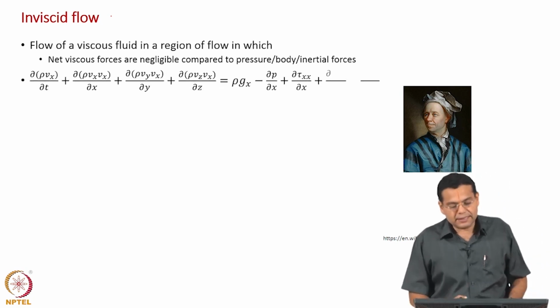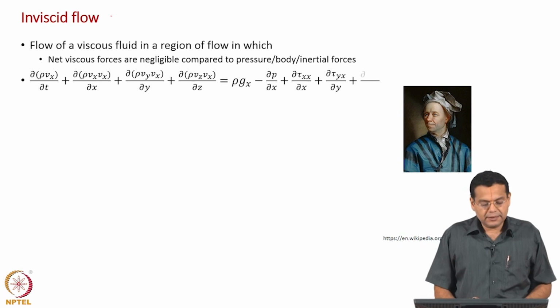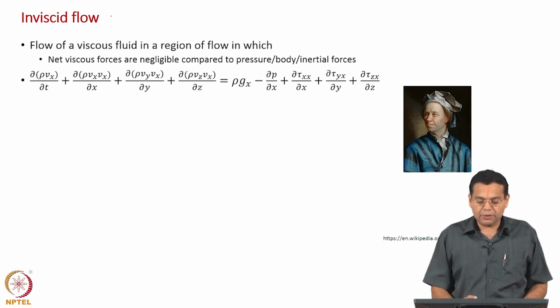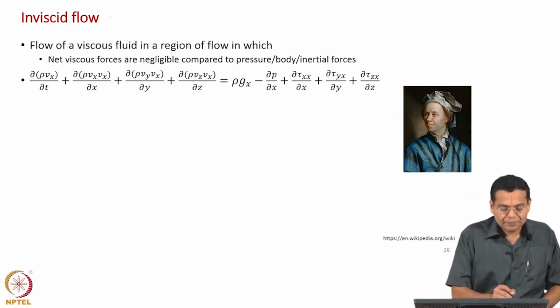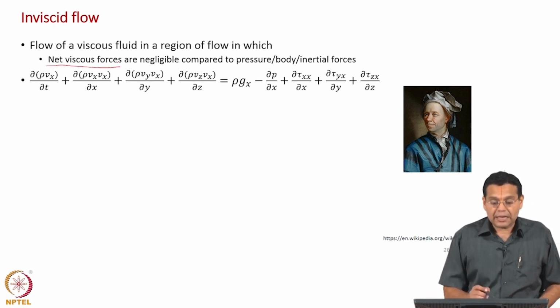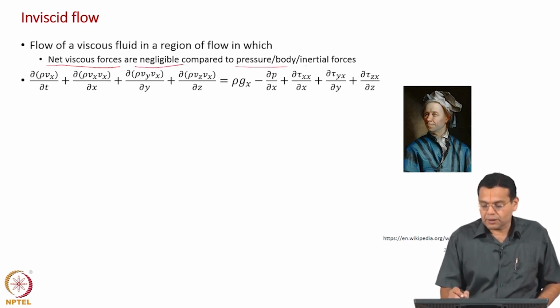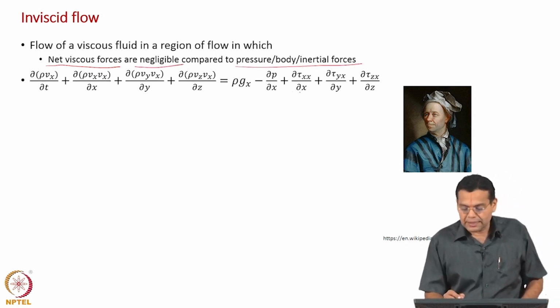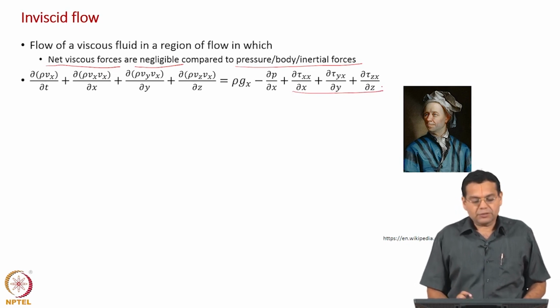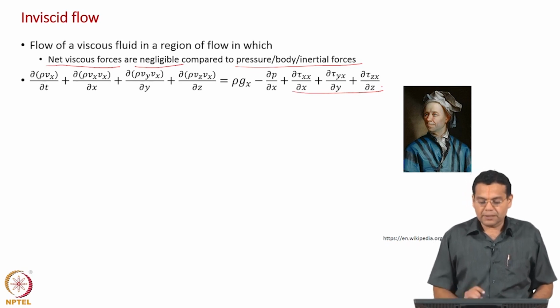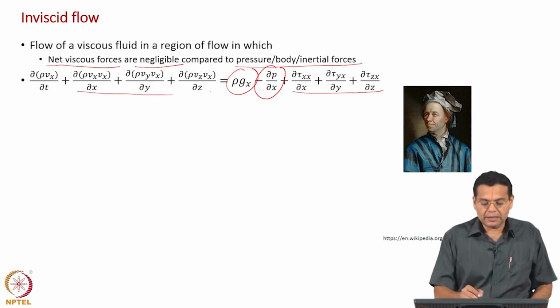Okay. Let us analyze this with the help of the linear momentum balance. On the left hand side we have the transient and convection term, right hand side we have the body force and the surface force due to pressure and viscous stresses. Okay. Now, what does this tell you? The net viscous forces are negligible compared to pressure, body, inertial forces. Now, these are the net viscous forces, these terms all of them put together are negligible compared to this pressure force, body force and inertial force as well.